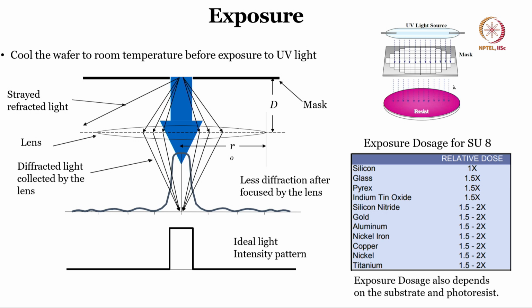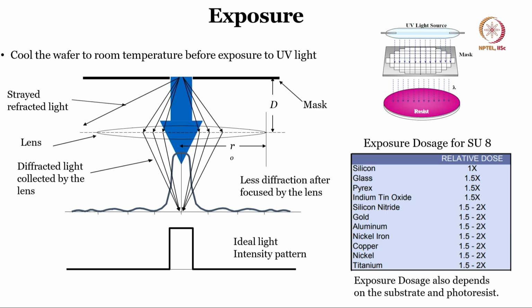So, when you expose the photoresist, you cool the wafer to room temperature before you expose the UV light, right. Why? Because after you perform the soft bake, which is at about 90 degrees centigrade for 1 minute, you let the wafer cool down and then you expose it. Now, the details about how the lithography optics works, we have already covered in the TA class. So, you will see in detail.